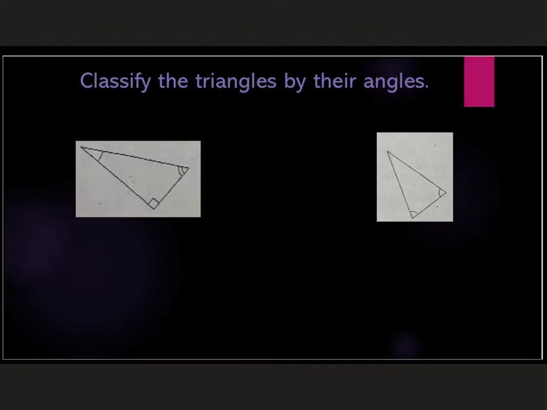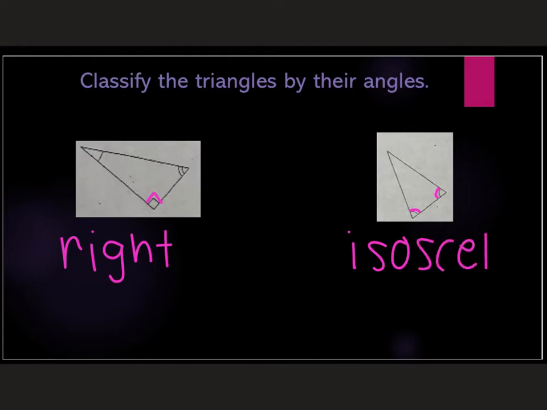Next slide said classify the triangles by their angles. So taking a look at this first one, we see right in that little corner at the bottom, that is the symbol for a right angle. So that means this is a right triangle. And then looking at our second, those two angles being the same lets me know this is also going to be an isosceles triangle, right? Those isosceles, not only do they have the same side lengths on two sides, but they also have two angles that are the same right there.